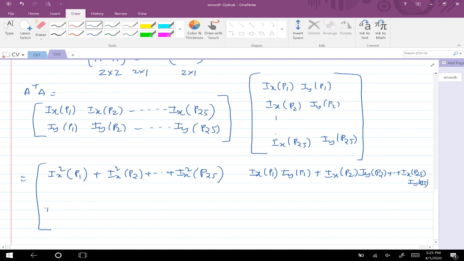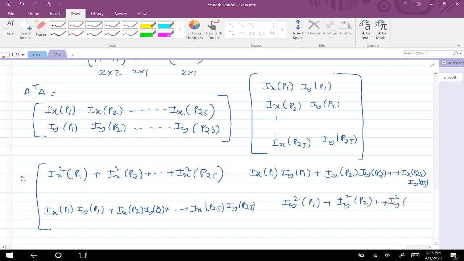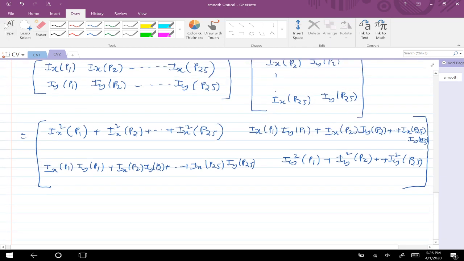And in fact you get the same term here when you are multiplying the second row with the first column. So that's Ix of P1 multiplied with Iy of P1 plus Ix of P2 multiplied with Iy of P2, okay, and the last term would be Ix of P25 multiplied with Iy of P25. And the last one, the second row with the second column, would give you Iy square of P1 plus Iy square of P2 plus so on plus Iy square of P25, right? This is your A transpose A, okay.